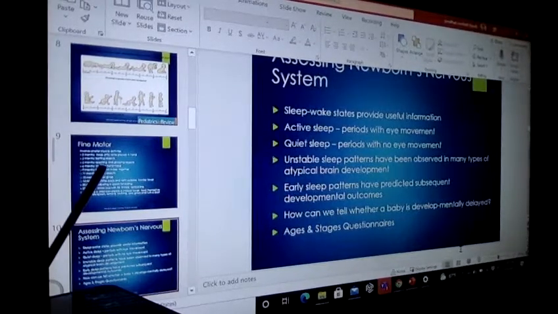There are some things when they're first born too. We want to assess their nervous system. So sleeping, they have wake states that provide useful information. They also have active sleep, which is periods with eye movement. Quiet sleep, which is periods with no eye movement, kind of like REM almost. And then unstable sleep patterns that have been observed in many types of atypical brain development.